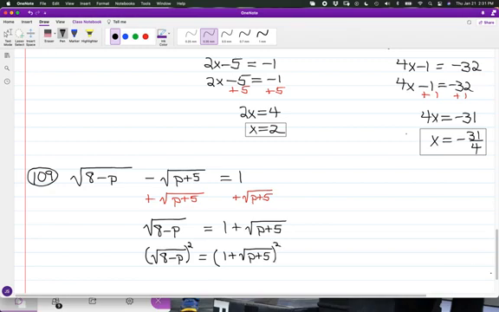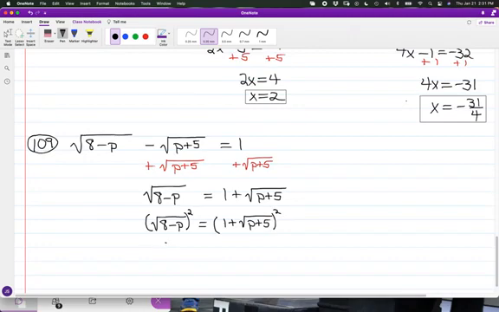So we have the left-hand side at 8 minus p. Now, for what we have to the right, I have 1 plus the square root of p plus 5 squared, so I have 1 plus the square root of p plus 5 times itself.